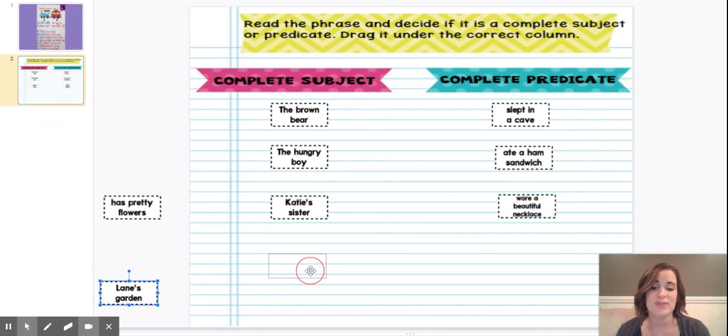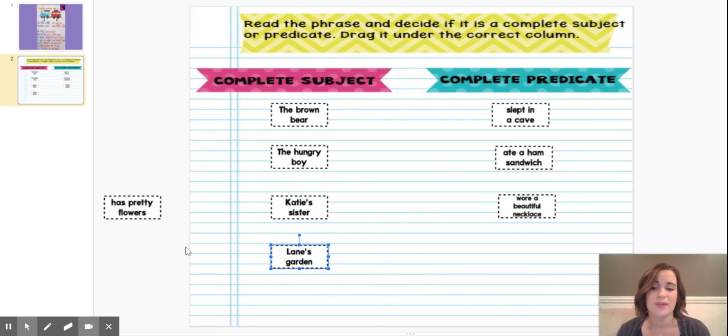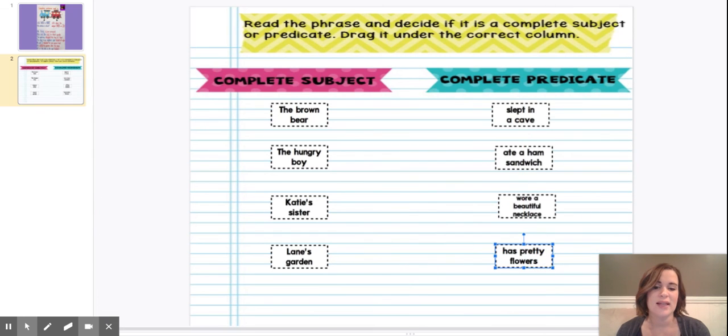Lane's garden is the subject. And has pretty flowers is the complete predicate. So now the sentence reads, Lane's garden has pretty flowers. So that's how you make a complete sentence using a complete subject and predicate. Hopefully this will help you when you go practice your own activities today.